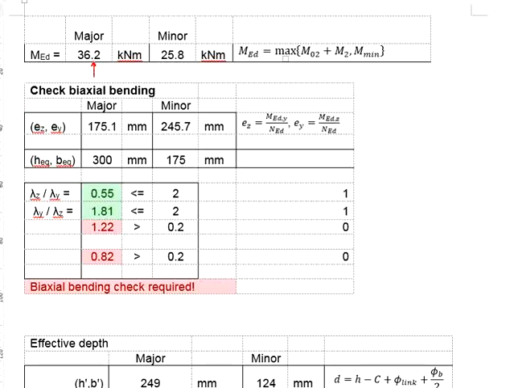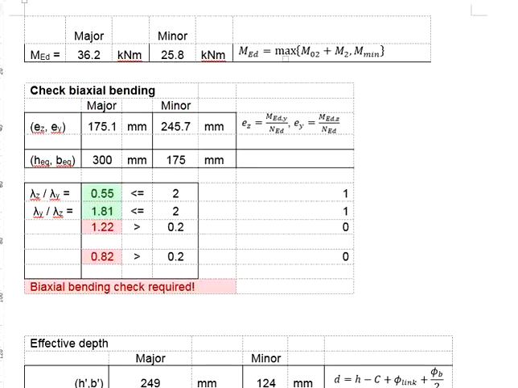Based on the required AS for both axes, you have to work out a common layout of reinforcement in the sense that the total amount of reinforcement bar will be sufficient both in the major axis as well as in the minor axis. The second possible outcome will be that the biaxial bending cannot be ignored.